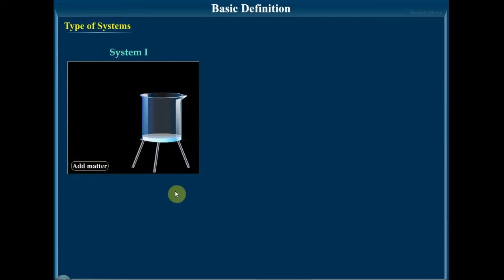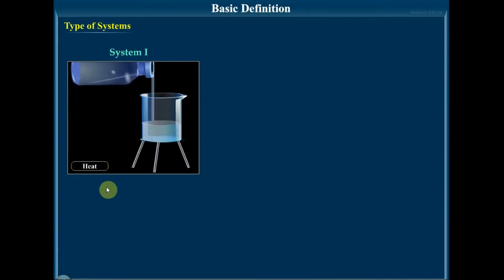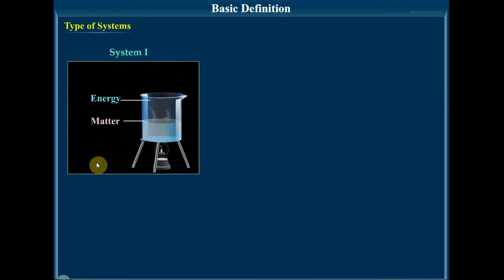There is the system 1 here, and we are going to add matter into this beaker. Matter is being added, can be any liquid is added into the beaker, and we are going to heat it. So there is the energy, is there, matter is there, and the liquid is getting converted into vapor, and that vapor is called the matter. It is escaping out. You can see the beaker is kept open. It is escaping out. The energy is also escaping out. All the heat is going out because it is not kept closed.